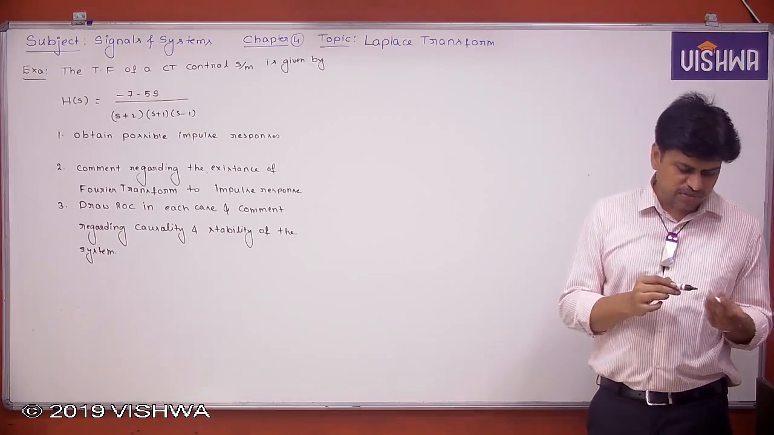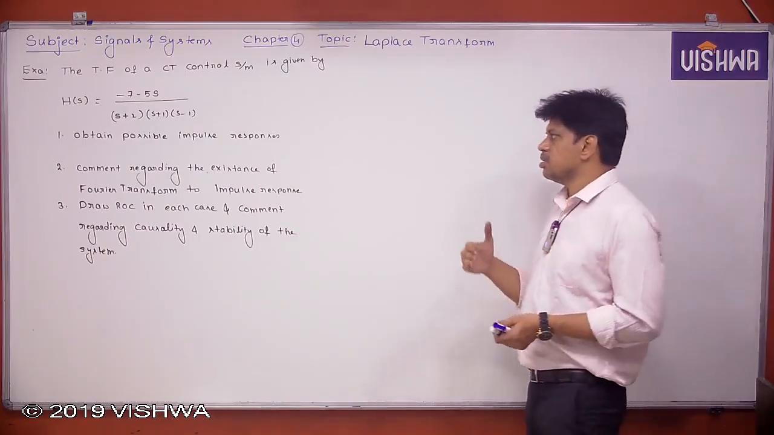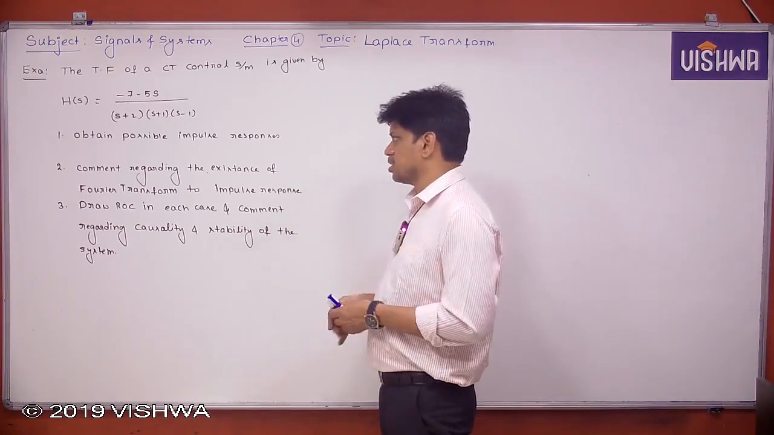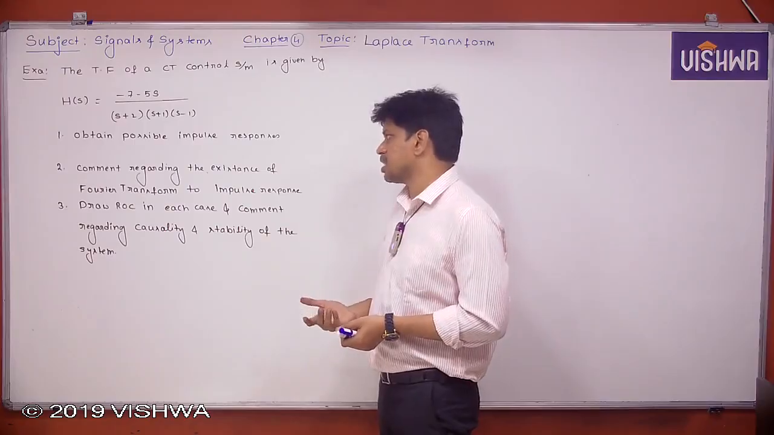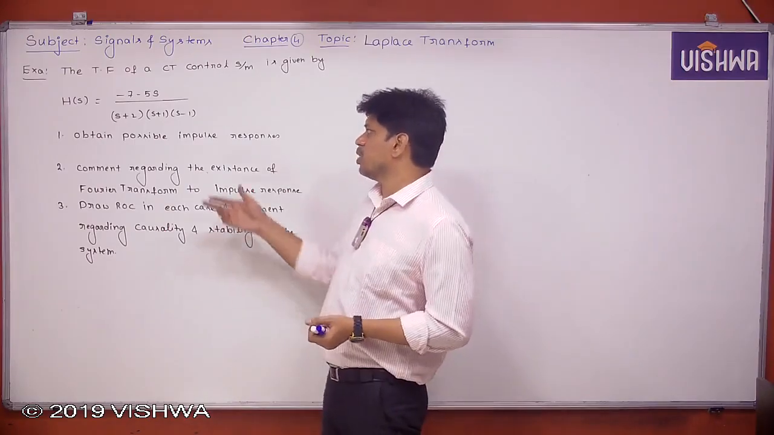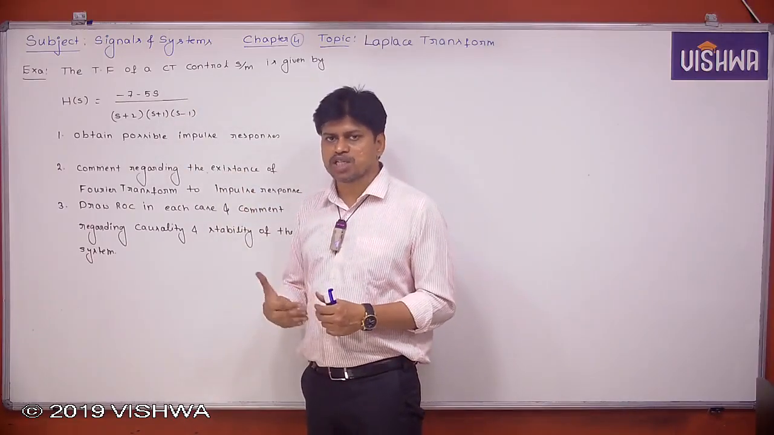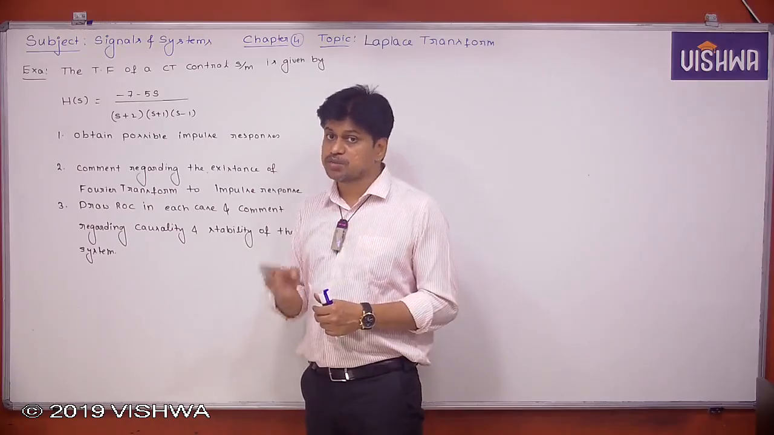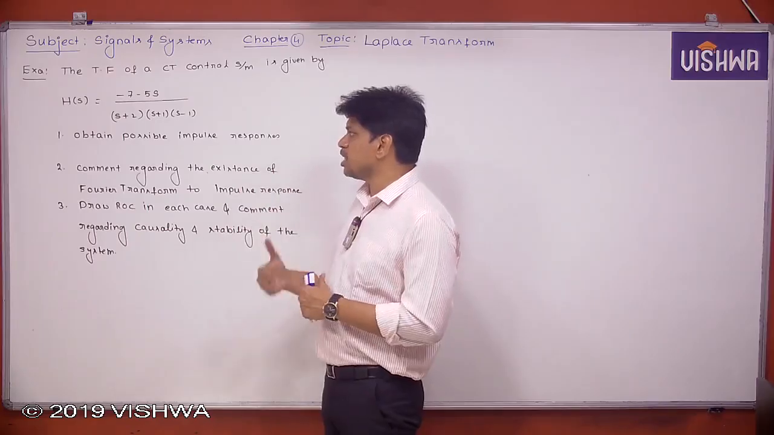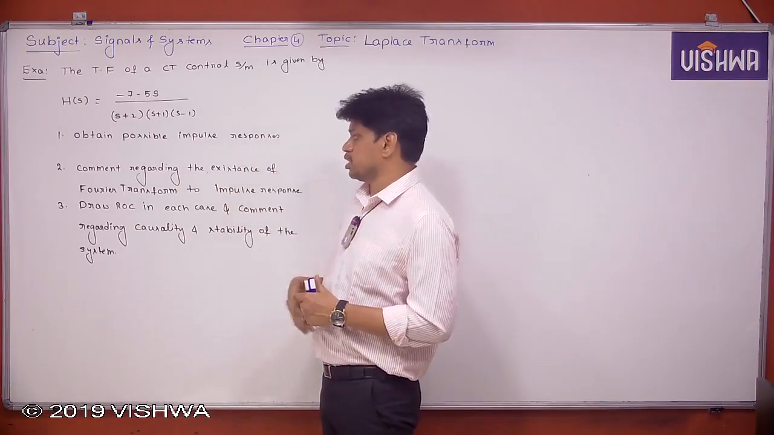So if H of s is given, they want to calculate the impulse response, that means h of t, and H of s is nothing but the transfer function. If I find the inverse Laplace transform, they are the impulse responses. Here, if you observe carefully, we have 3 real poles. Then how many possible ROCs are there? There are 4 ROCs. So correspondingly we can write h of t in 4 ways. That means we are going to get 4 impulse responses.